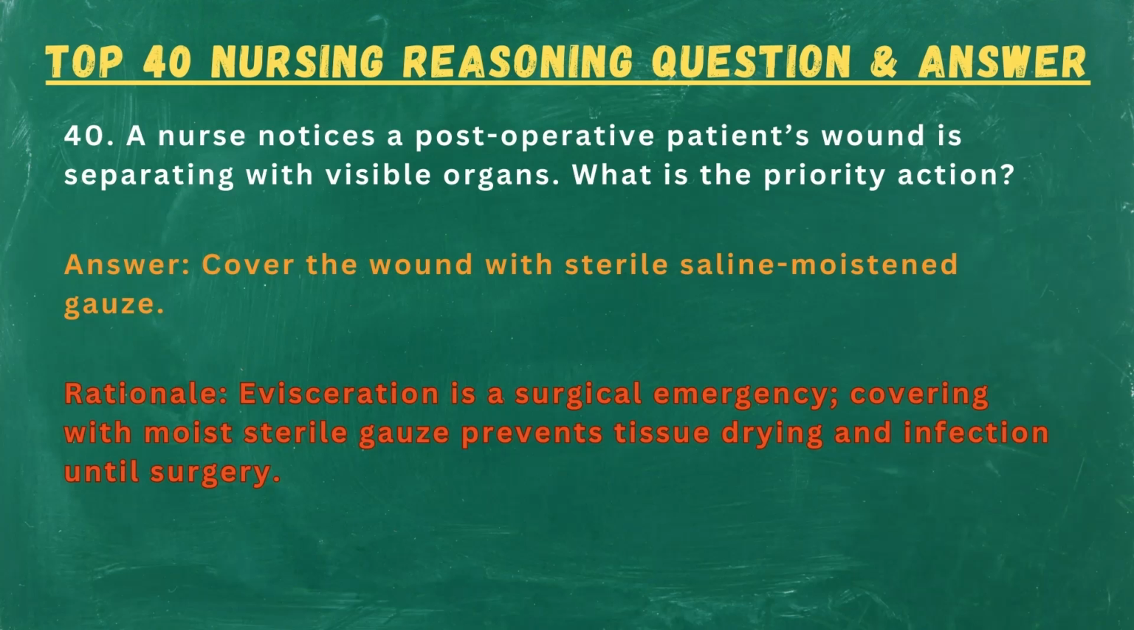40. A nurse notices a post-operative patient's wound is separating with visible organs. What is the priority action? Answer. Cover the wound with sterile saline moistened gauze. Rationale. Evisceration is a surgical emergency. Covering with moist sterile gauze prevents tissue drying and infection until surgery.